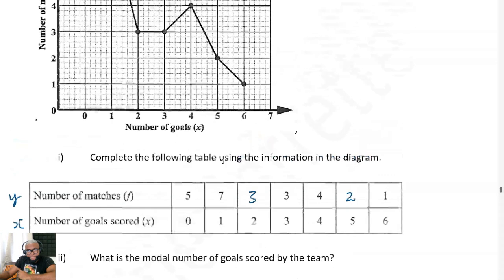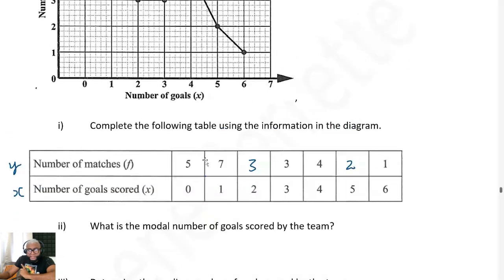All right, watch how this is, eh? Watch this, guys. 5 matches with 0 goals scored, right? Cool. That's how we're reading this, right? 5 matches, Mr. Tristan. 5 matches with 0 goals scored. 7 matches with how many goals scored?